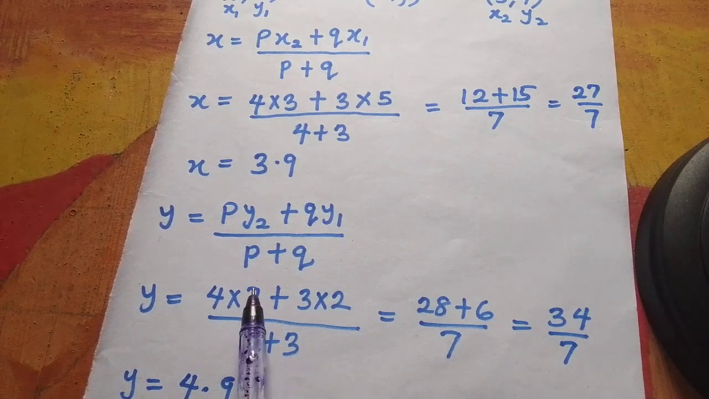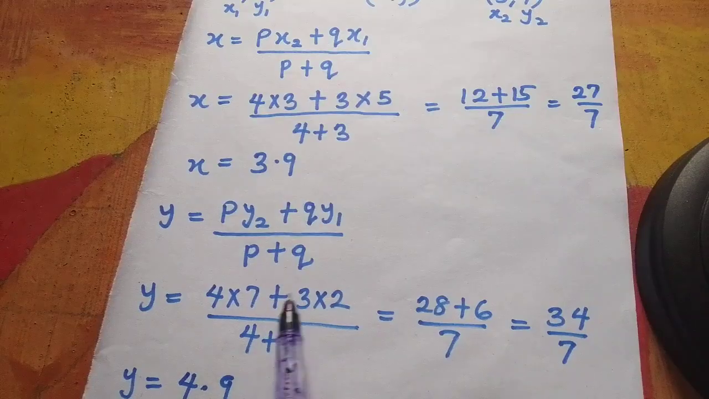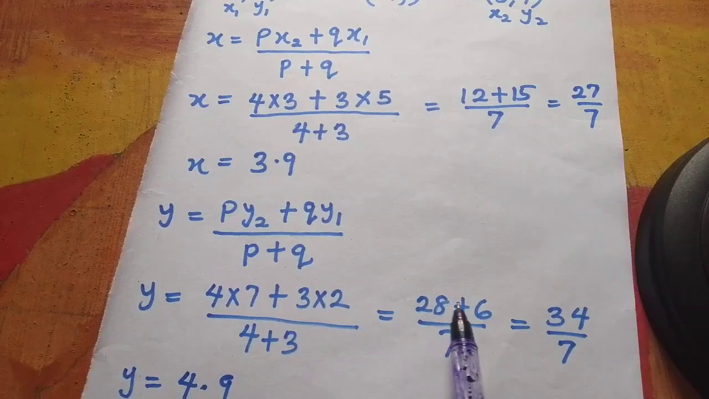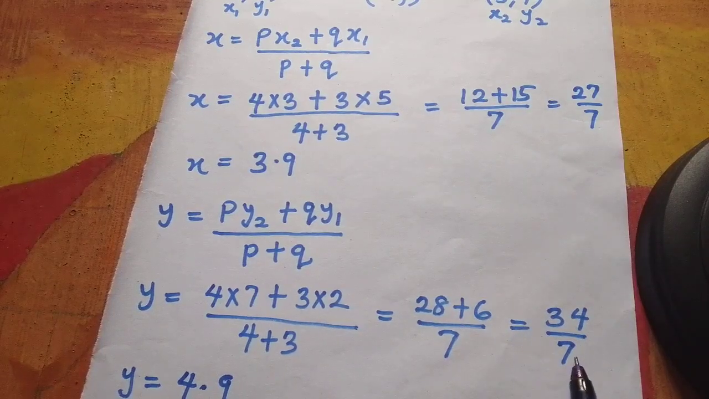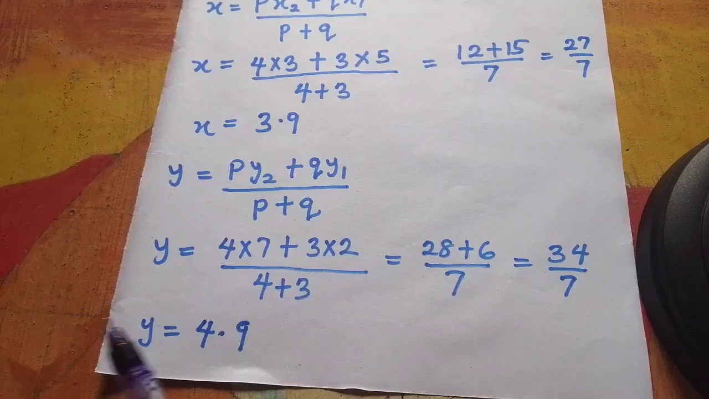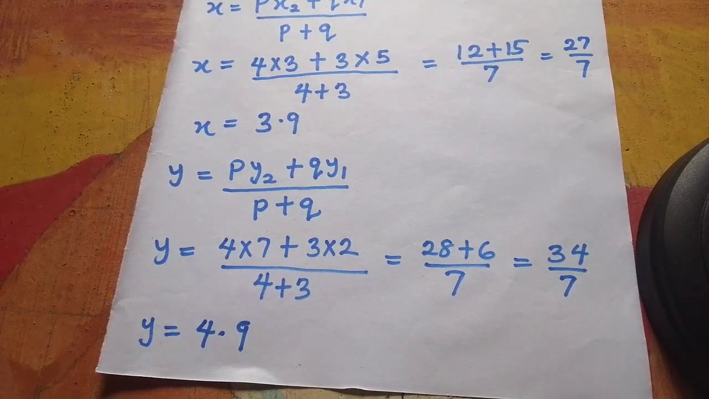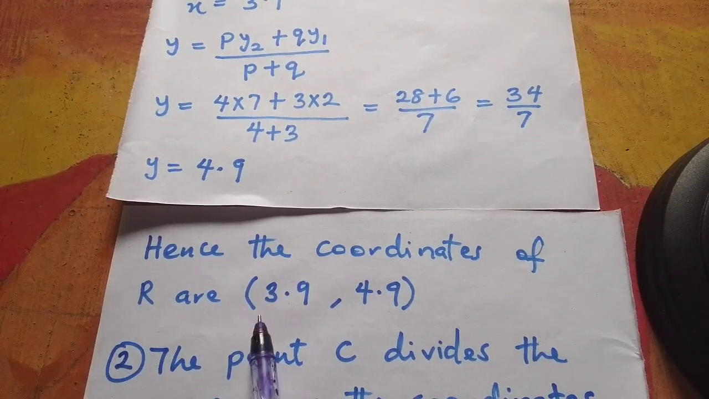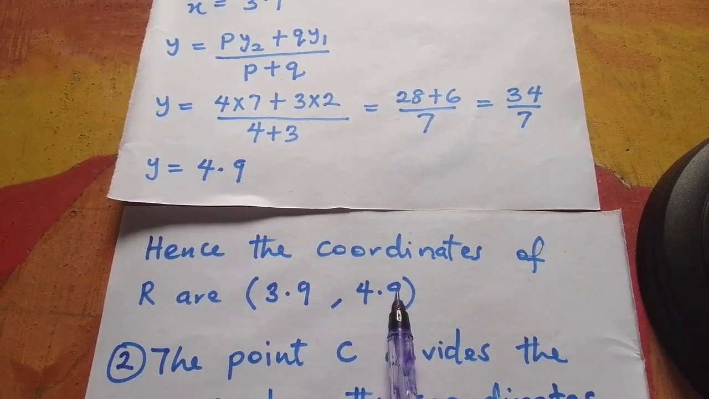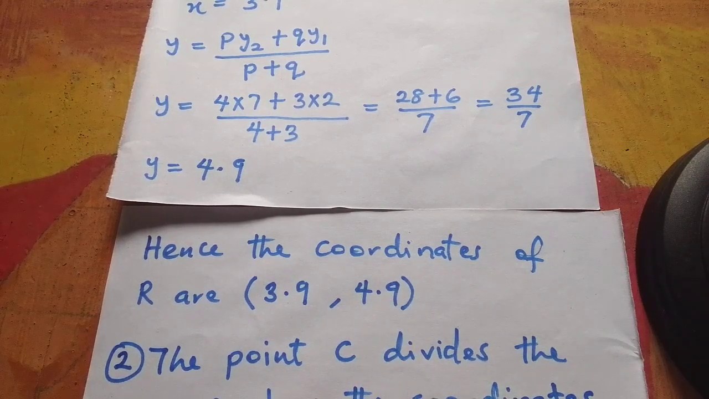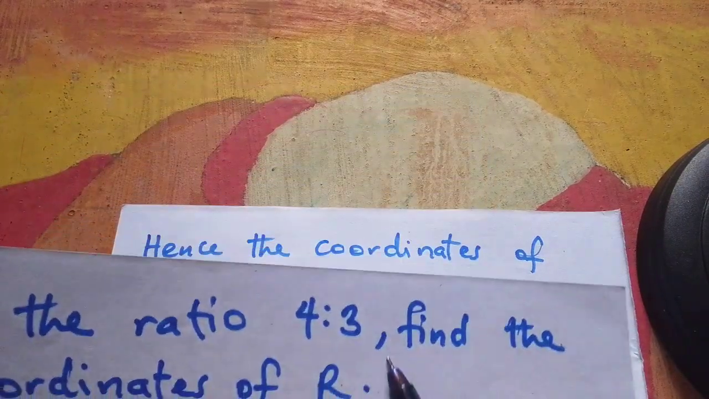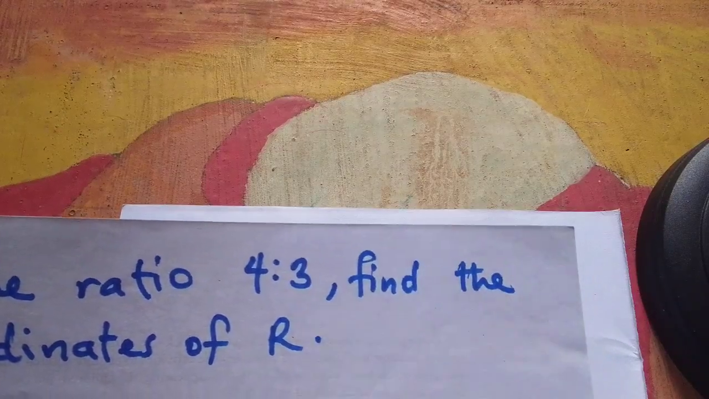So you now have 4 times 7 gives 28, plus 3 times 2 gives 6, divided by 4 plus 3, which is 7. 28 plus 6 gives 34 divided by 7, which gives 4.9. So the coordinate of R will be 3.9 for x and 4.9 for y. So R will divide that line into the ratio 4:3. It will divide into 4:3. How?